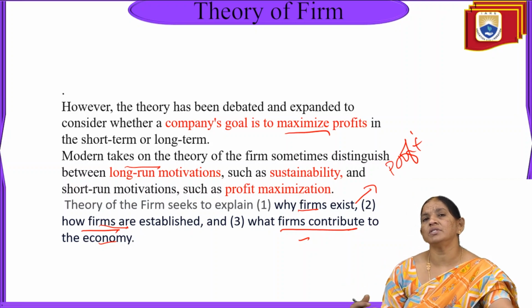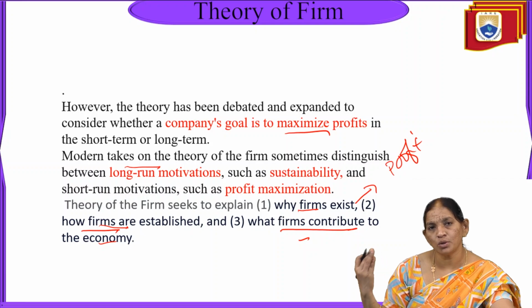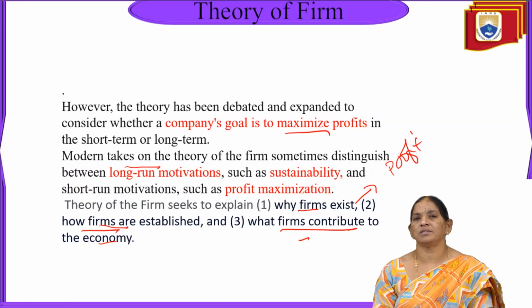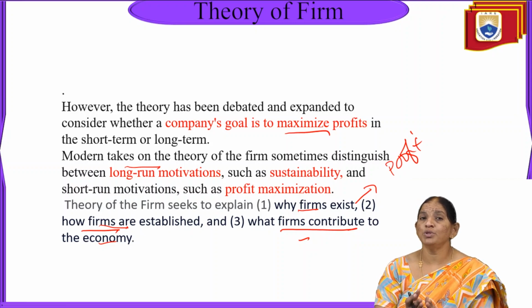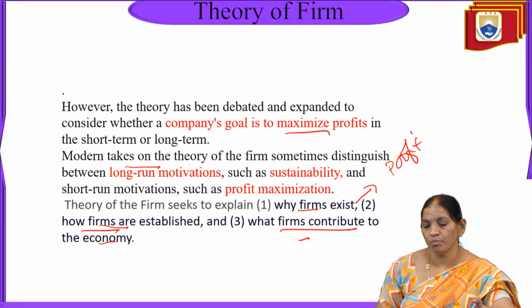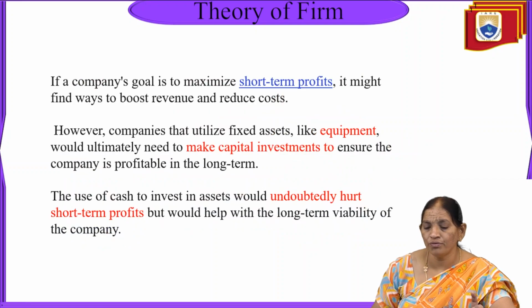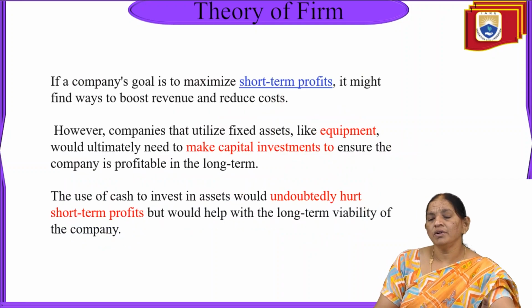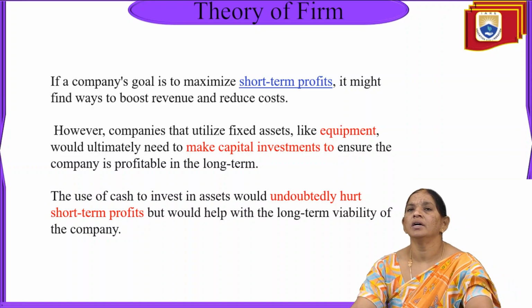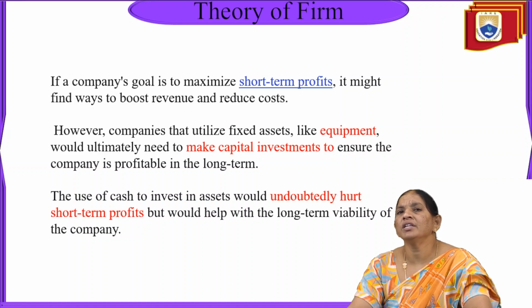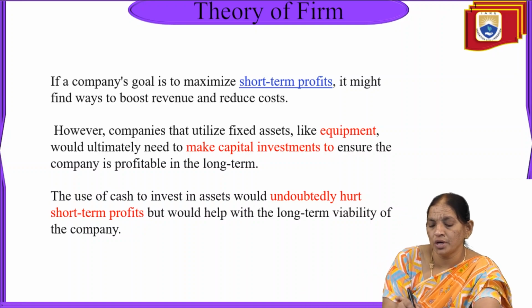Only when goods and services are produced and utilized by the consumers will the economy be raised. So here, which types of firms are contributing to the development of a company or economy will be identified in this theory of the firm. The main goal of the theory of the firm is, if the company's goal is to maximize short-term profit, it finds ways to boost revenue and reduce cost.